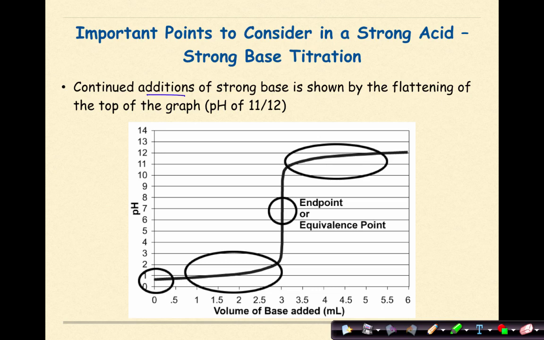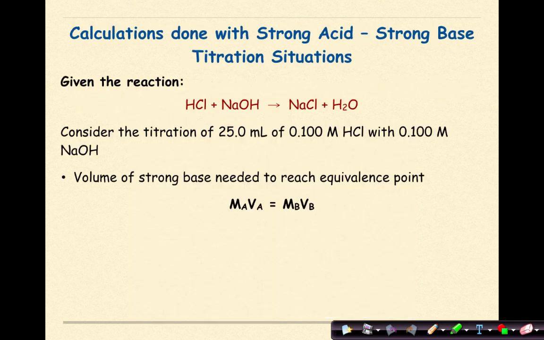Continued additions of strong base is shown by the flattening of the top of the graph with a pH of 11 or 12. So this is past the equivalence point. We're referring to this point right here where we are now dealing with a higher pH and neutralization is past completion. Calculations done with strong acid, strong base titration situations.